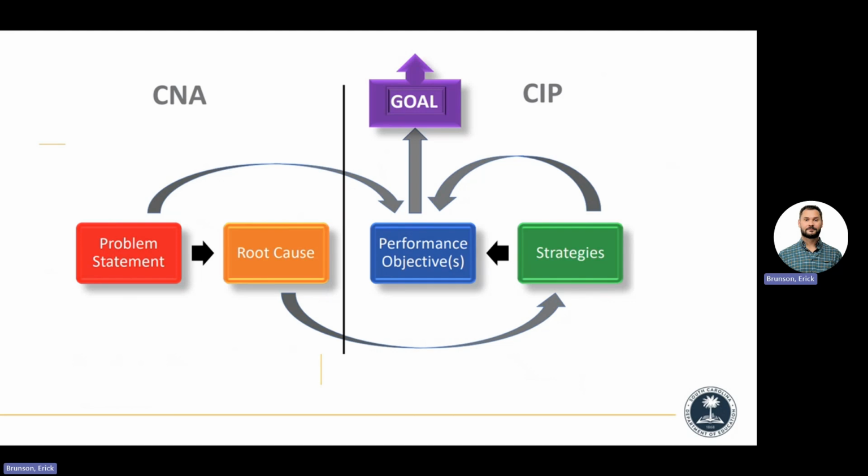And then from that, you'll have strategies. So you're going to do some academic coaching. You're going to send them to a conference. You're going to have them go watch other teachers, whatever that is. Those strategies will then drive those performance objectives, which will then help them reach the goal. Your goal will be that you're going to increase reading outcomes for students as measured by X, Y, or Z, right? So that's that process of school improvement. And so the CNA is the needs assessment, and the CIP is just continuous improvement process. And you're going to keep doing that.